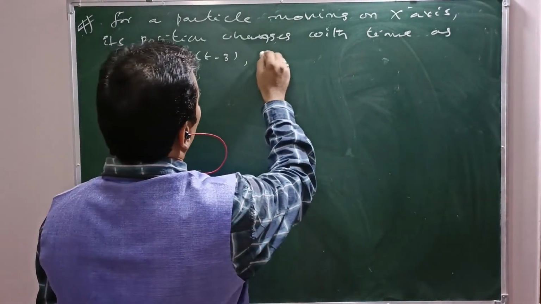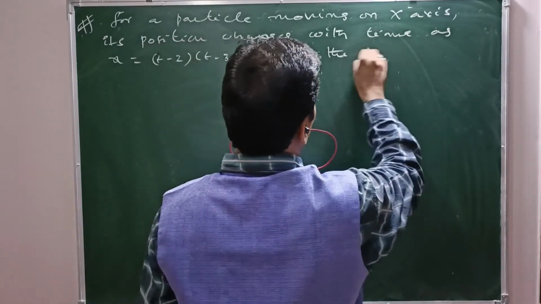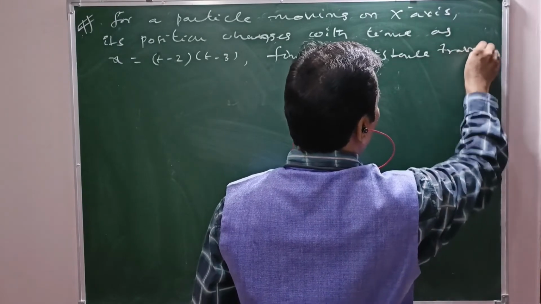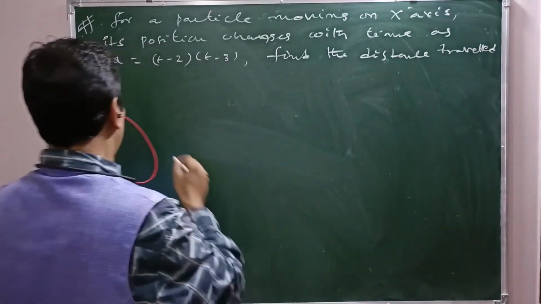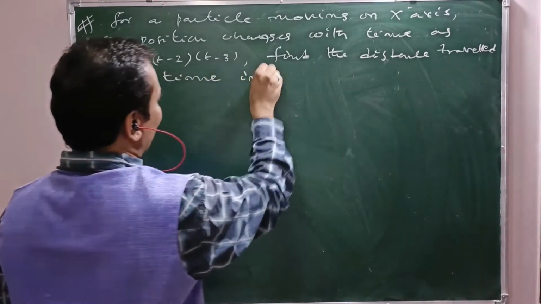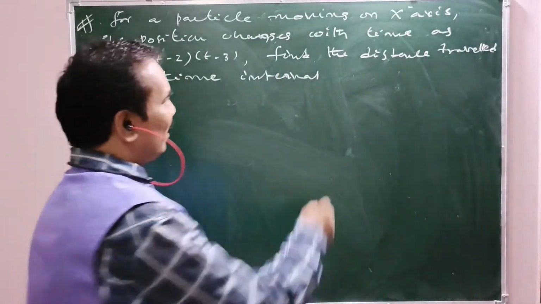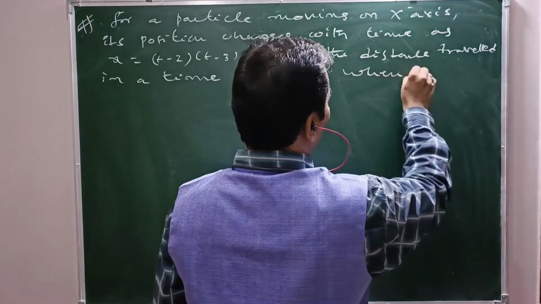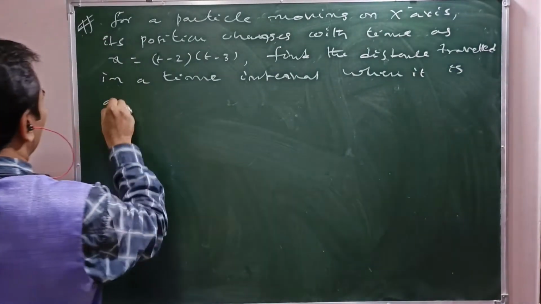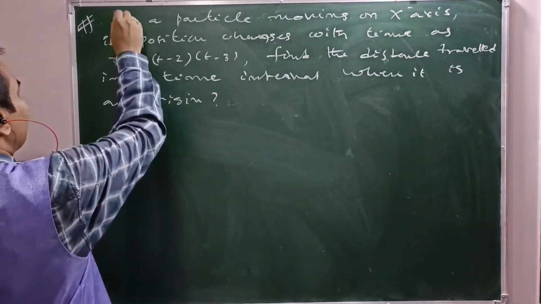Now find the distance traveled in a time interval, in a time interval where it lies at origin. Right? See once again.